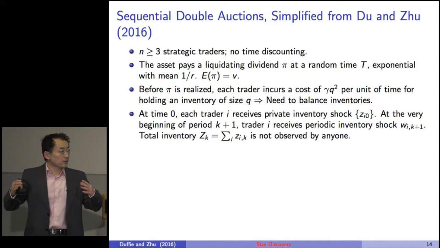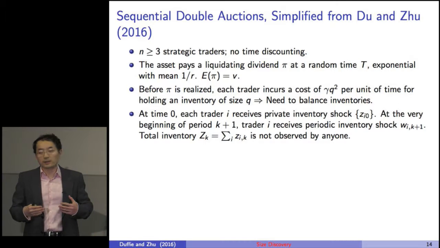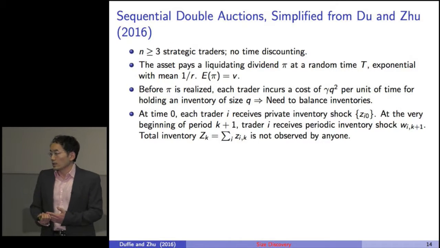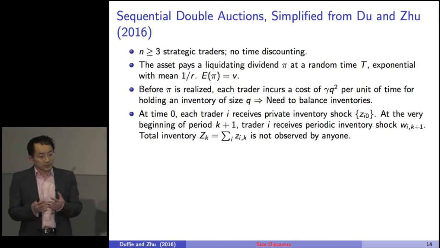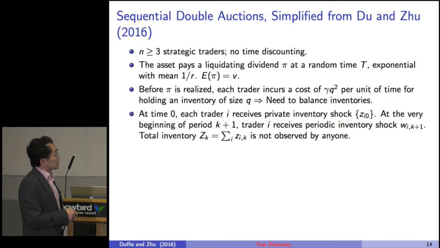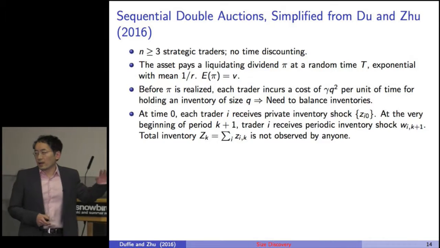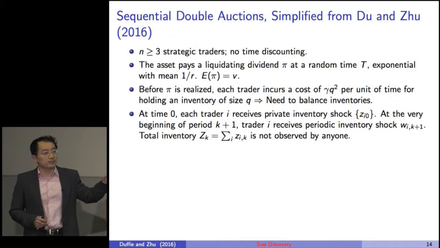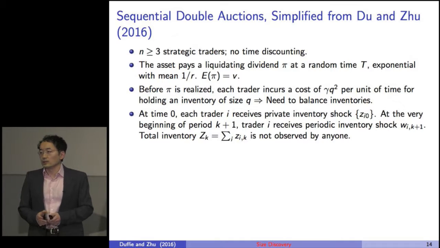In addition, we are going to receive inventory shocks. Imagine in the beginning of the day, we wake up, we receive inventory shocks from customers overnight. Okay? Now, those inventory shocks need to be rebalanced, and that introduces gain from trade. In addition, during the day, we also receive periodic inventory shocks denoted by W.